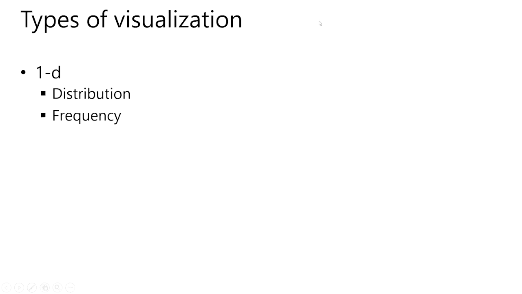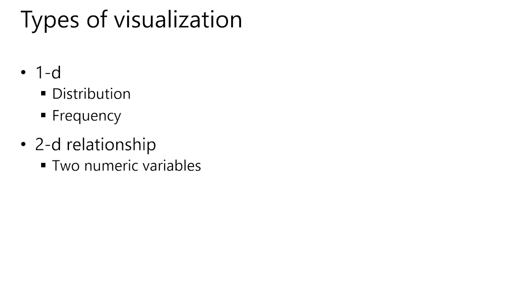Okay, so let's turn to visualization. That's our most powerful technique for data exploration. In one dimension, we have methods to look at distributions of numeric variables. We have what we'll call frequency tables or bar charts to look at the categories of categorical variables. In two dimensions, we can do a number of things now.